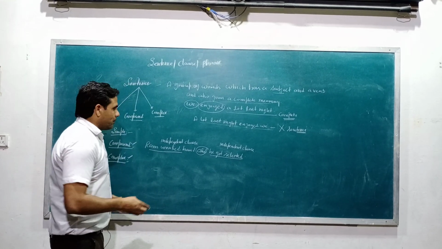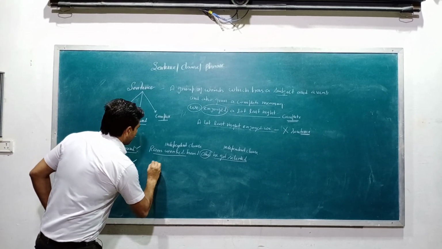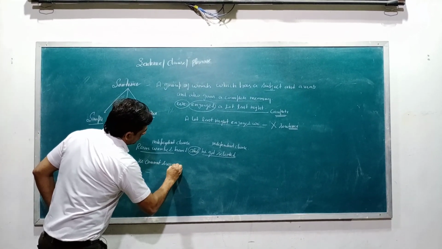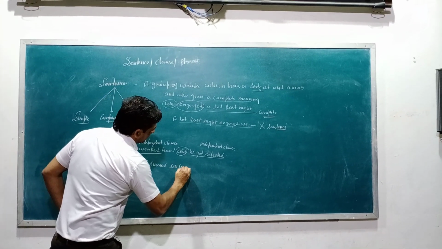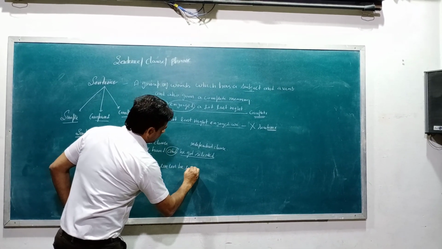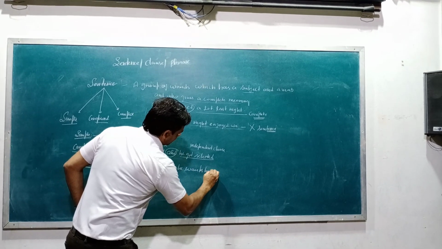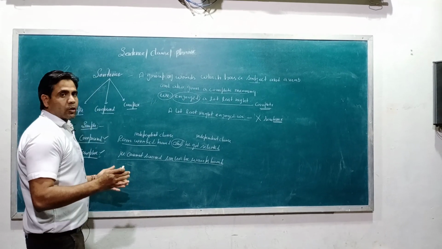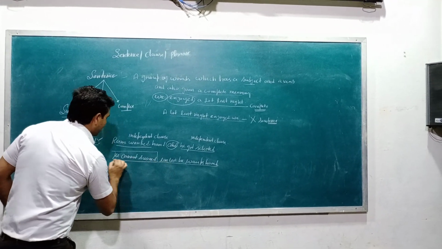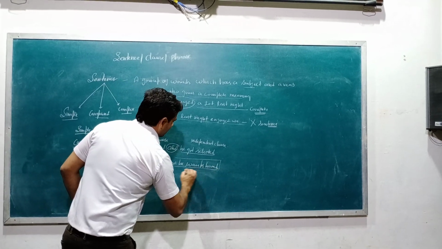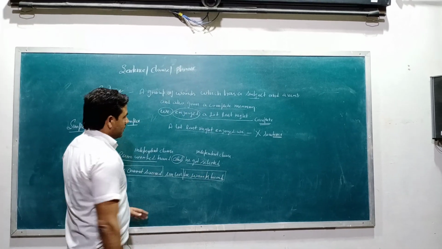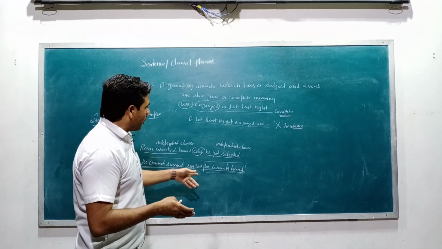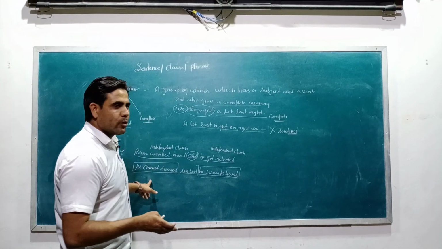So let me give an example. He cannot succeed unless he works hard. So this is a complete sentence, right? But it has two clauses, this one and this one. If you look at this particular clause, unless he works hard, it does not give a complete meaning because in order to complete its meaning, it has to depend on the first clause.